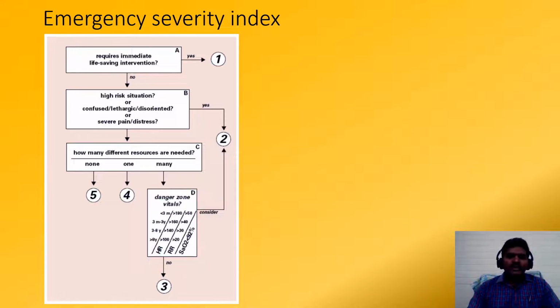Next question is how many different resources the patient needs. Doesn't need any resource: category 5. One resource is needed: patient falls into category 4. Many resources are needed: then look for danger zone vitals. If the patient is not in any danger zone vitals, you can go to priority 3. If the patient has any of the danger zone vitals, you will go into priority 2.